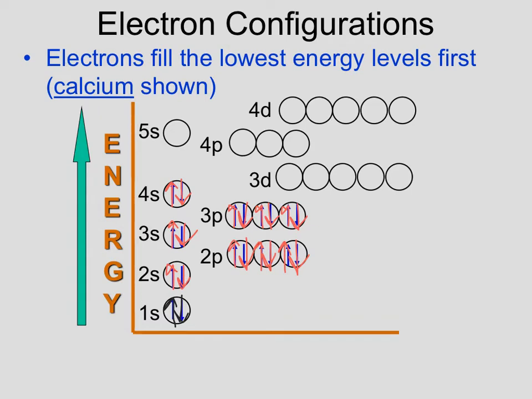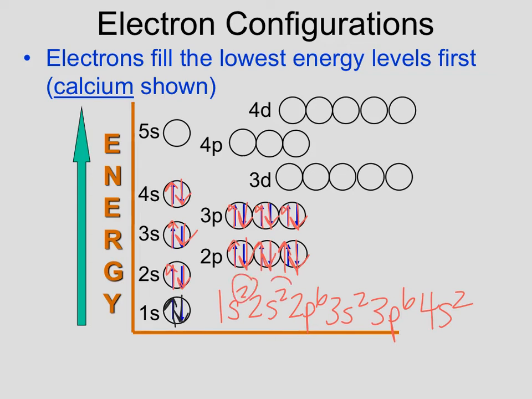If we write out the electron configuration in the SPDF notation for calcium, it would be 1s2, 2s2, 2p6, 3s2, 3p6, 4s2. So again, if you added up all of these exponents, it should total 20 if you did it correctly.